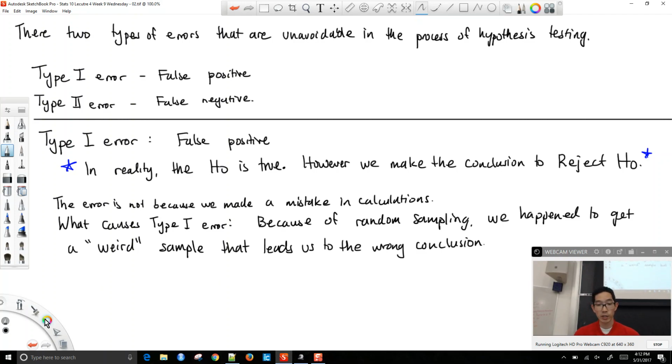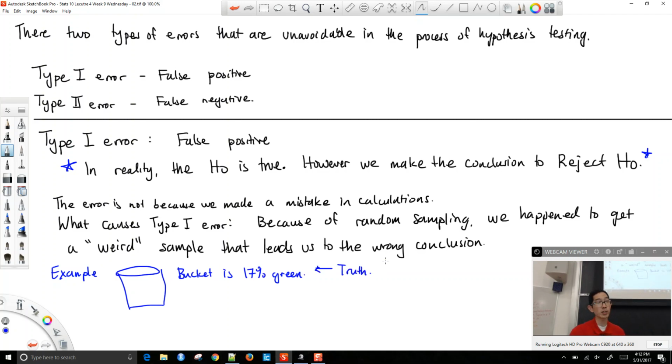Okay, so example. I have a bucket. The bucket is 17% green. This is the truth. The truth is that the bucket is 17% green. Our null hypothesis is that P is equal to 17%. So the null hypothesis is correct. The null hypothesis is true.